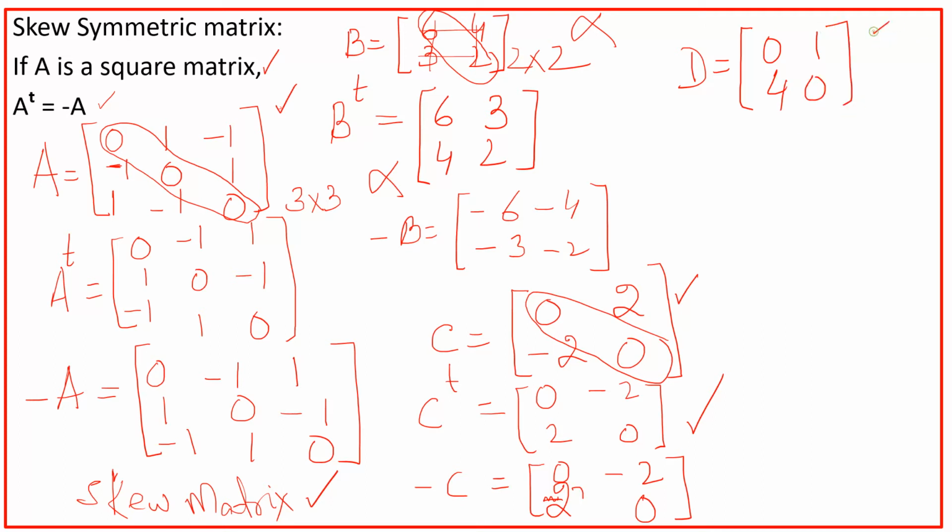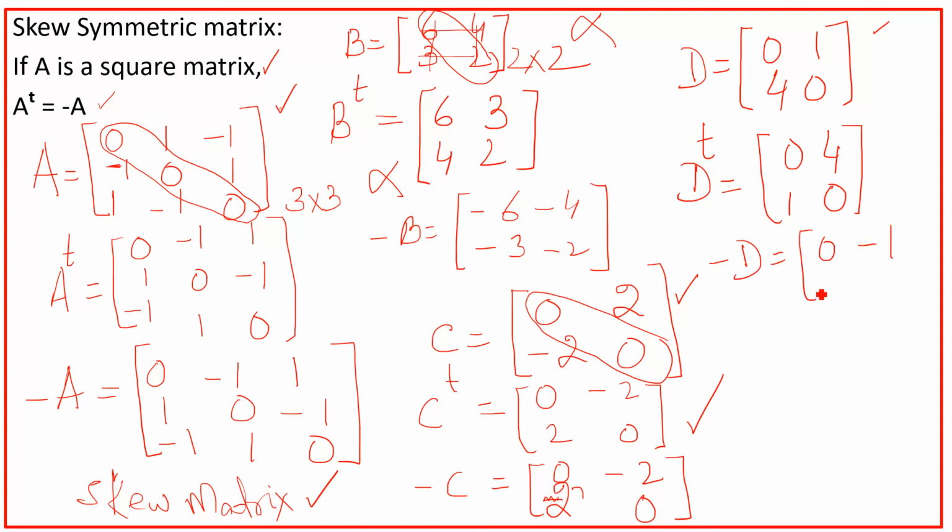Now we have to prove whether it is skew symmetric or not. Number of rows and number of columns are equal. Take the transpose, D transpose. Now I am taking D instead of A. You should know we can use any letter. Transpose is 0, 1, 4, 0. And this transpose should equal the negative of the original one. So what is the negative of this? It will be 0, minus 1, minus 4 and 0. See, D transpose is not equal to minus D.